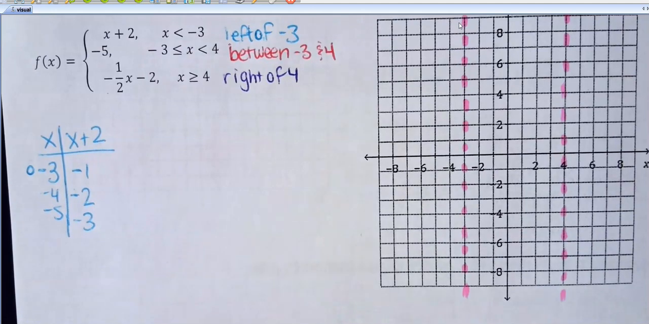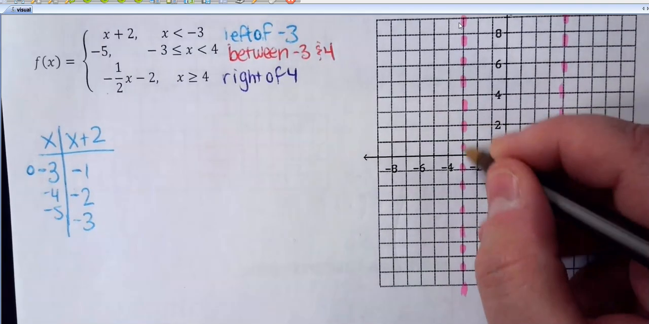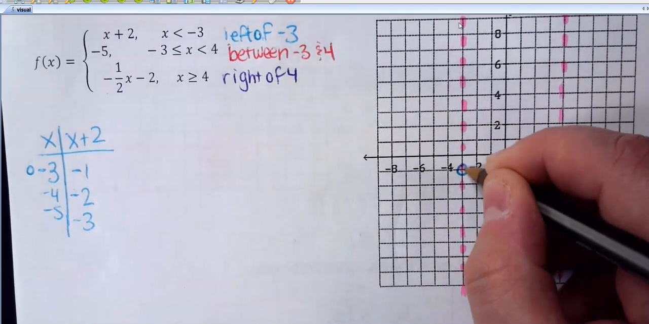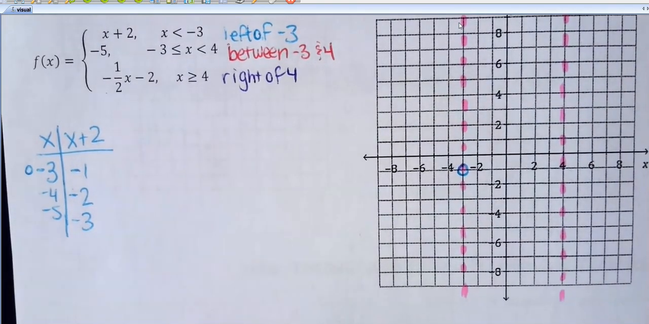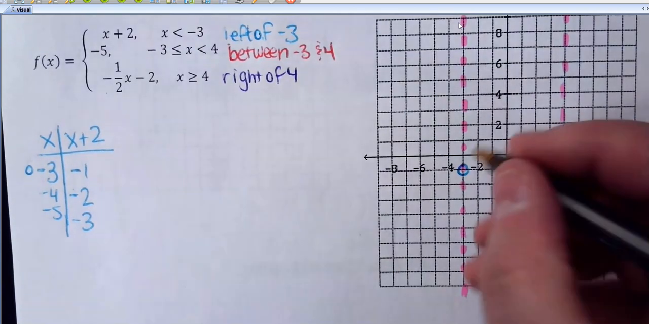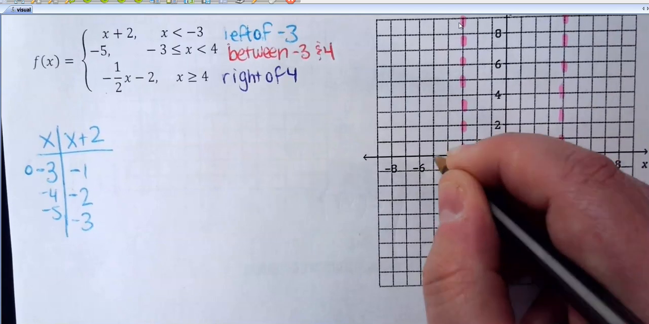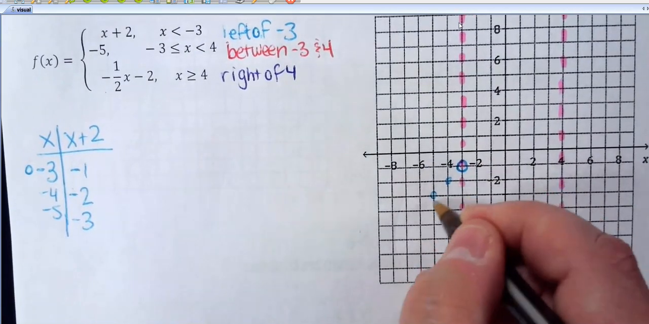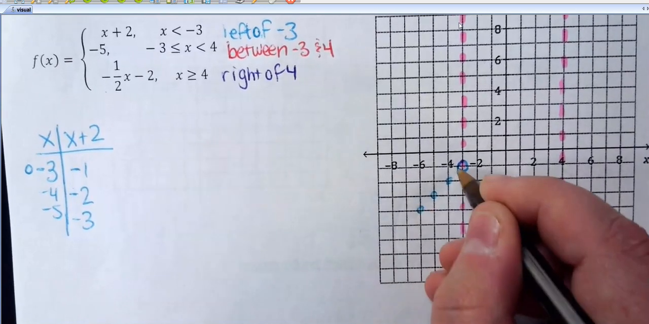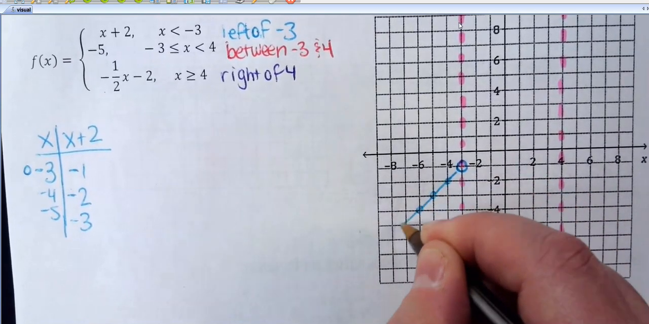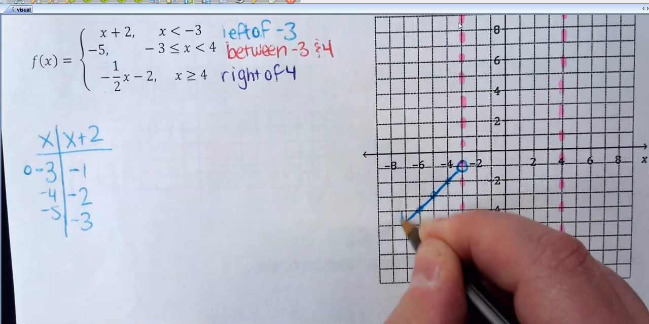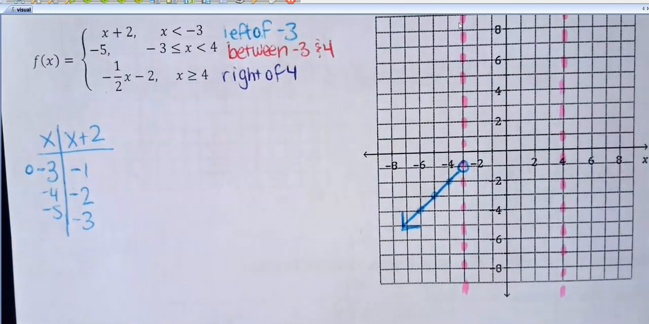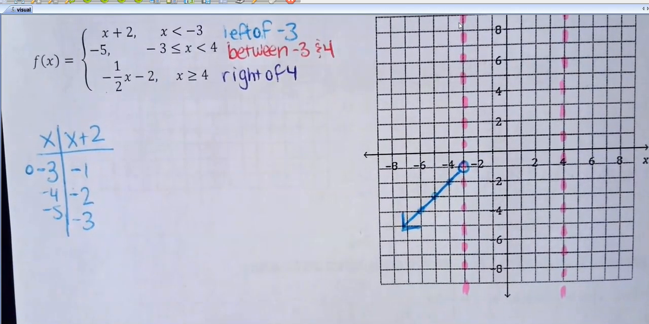So I just come over to the graph. So -3, -1, a little open circle because I don't actually touch that point, but it would be part of the graph. And then I just plot some points. So -4, -2, -5, -3. And it should just keep going down one, over one, backwards like that. And I just draw a little ray pointing to the left, because it's all the x values that are less than -3, and that should be my first piece.